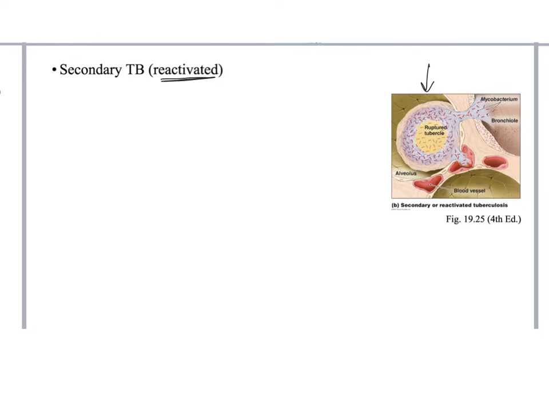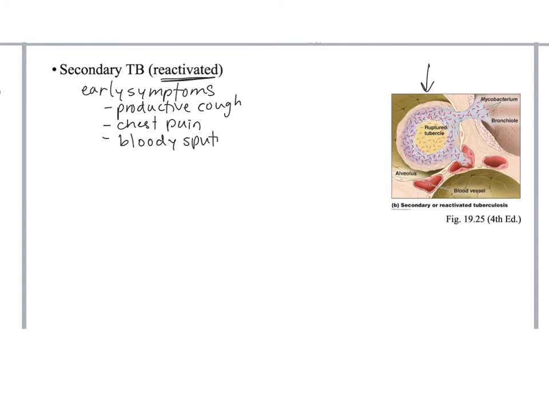Stalemate's been broken. All right, so some early symptoms once this happens that we see in the host. They have a productive cough, lots of sputum coming up, maybe some chest pain, maybe that sputum is even bloody. Okay, so that sputum filled with bacilli, easily spread. It's coughed out into the air. The patient's very infectious at this point.